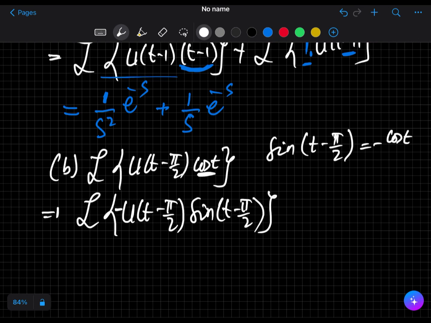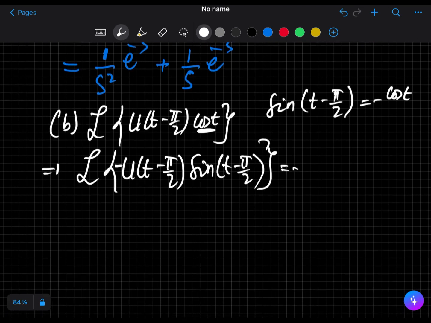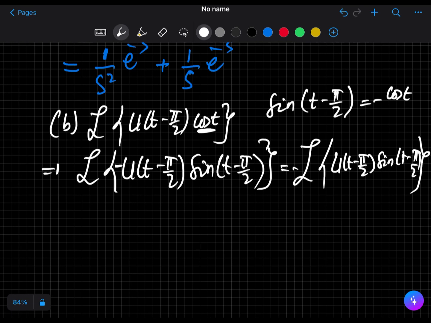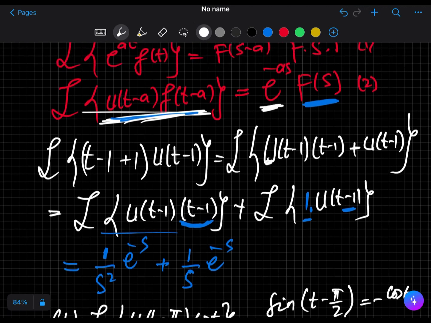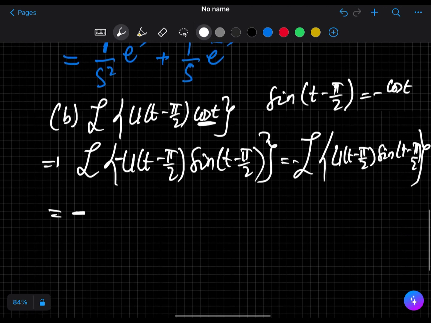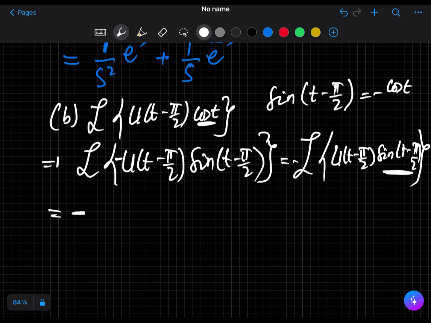I have the minus here, and I can bring the minus out of the bracket, of u(t minus pi over 2) sine(t minus pi over 2). So this will give me minus. I can then apply directly this formula, where I have e^(minus as). So I will have the Laplace transform of sine t, which I know will give me 1 over s squared plus 1, times e^(minus pi over 2 s), because here a is pi over 2.